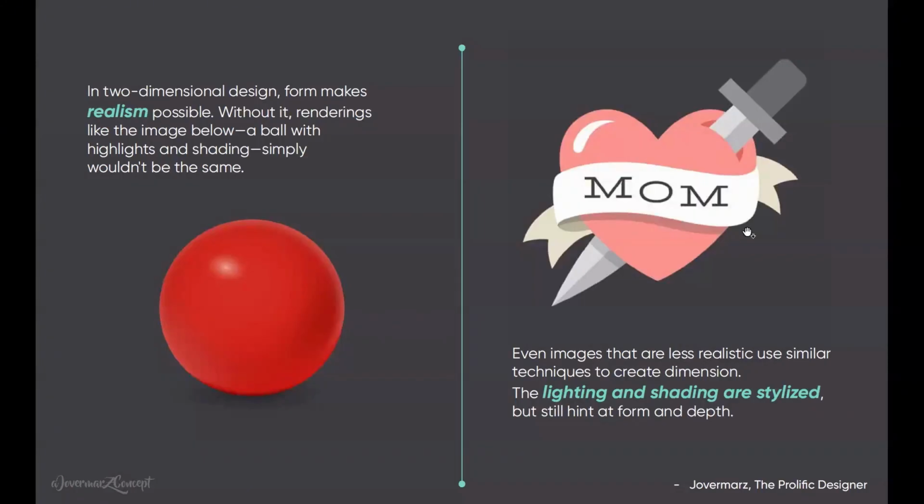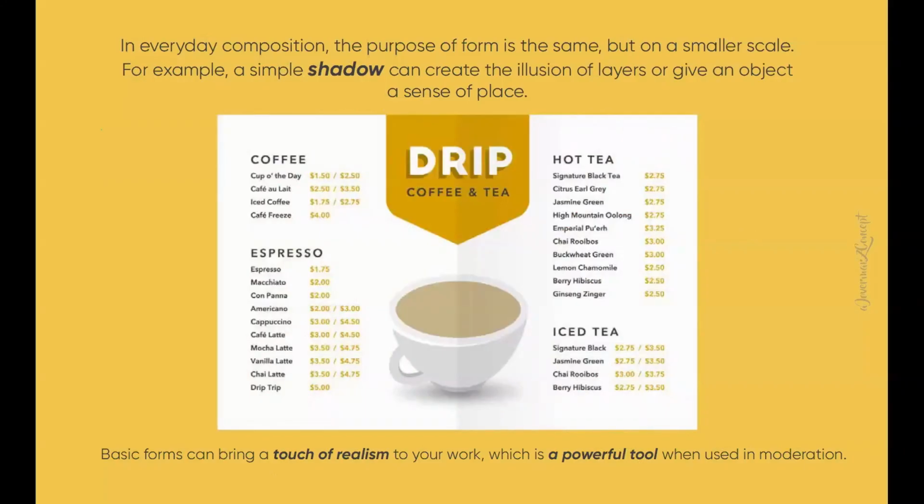Now, in everyday composition, the purpose of form is the same, really. But on a smaller scale, for example, just a simple shadow or a simple light beaming on an object or something else, just makes the objects feel like they're actually there.